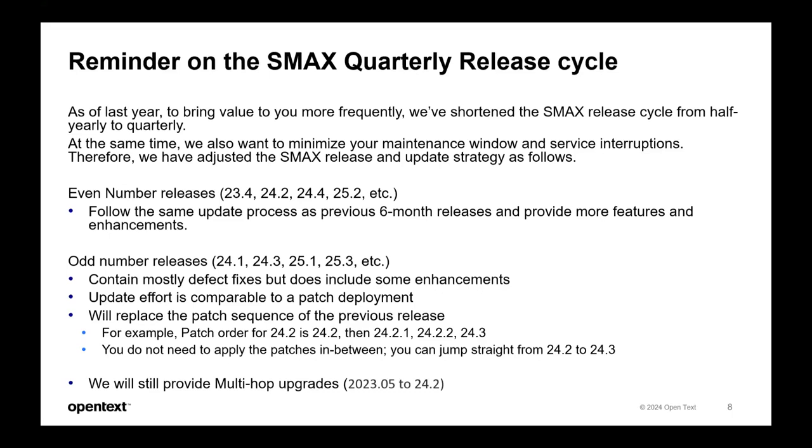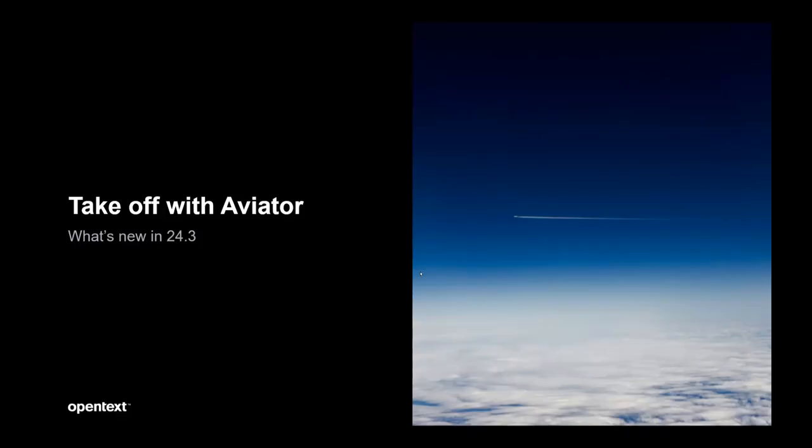And then the even number releases are the larger releases. We bring in work from the past 6 months of R&D for some features that require either a longer development cycle or the full delivery mechanism that requires the update process. All right, and we are still providing multi-hop updates in case you have concerns about that. With that, let's go into our first topic, which is Aviator. So Dean, you can go ahead and take this section, please.